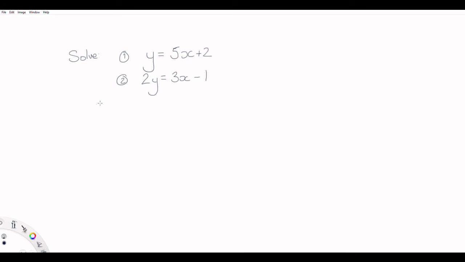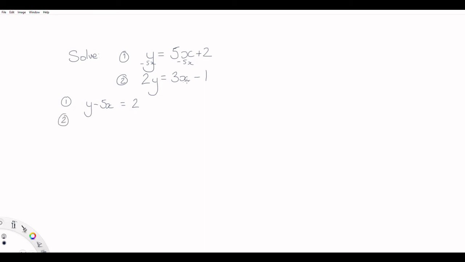So let's do that. So let's look at number 1. Let's move this 5x onto the left-hand side with the y. So if we've got positive 5x, we want to minus 5x. So we're going to be minusing 5x off the left, minus 5x off the right. That leaves us with y minus 5x, and that just 2 on the right-hand side, sorry.